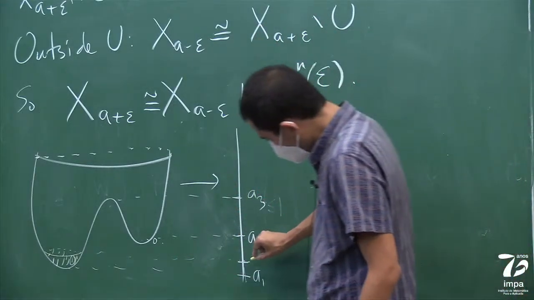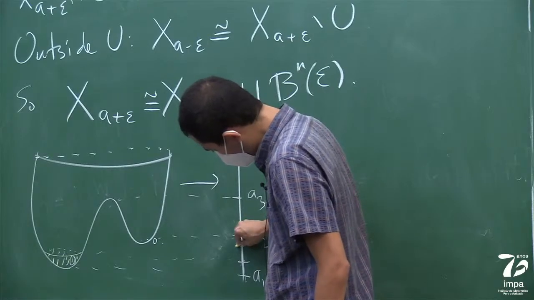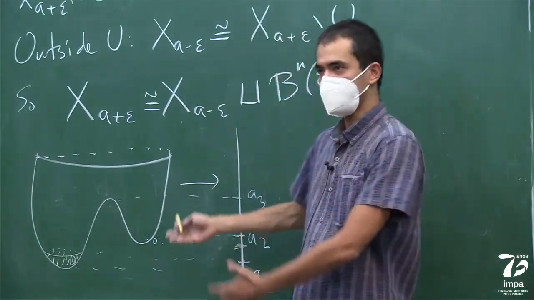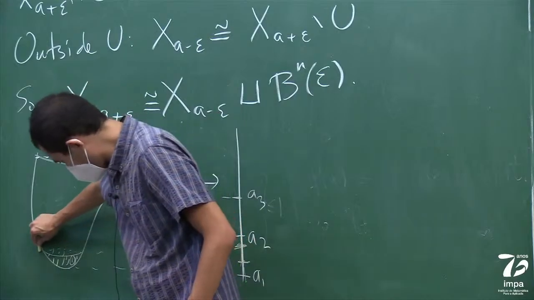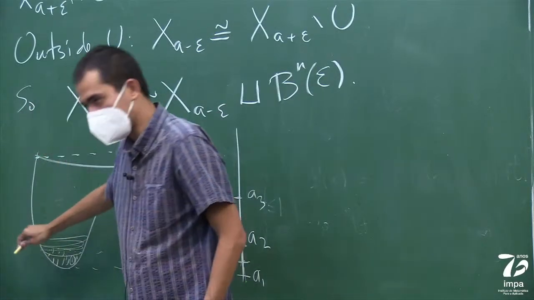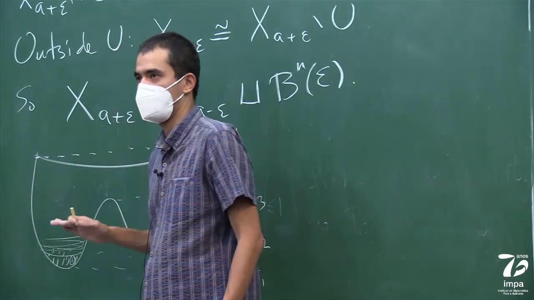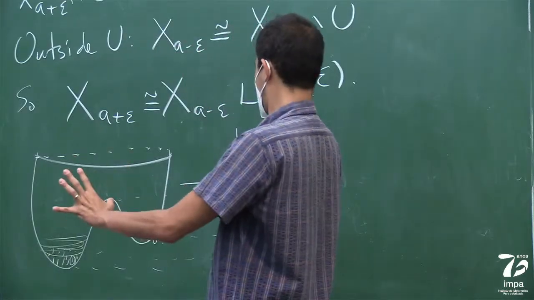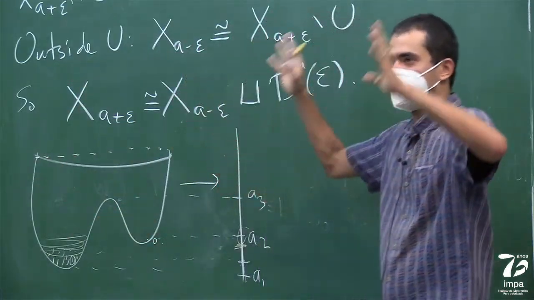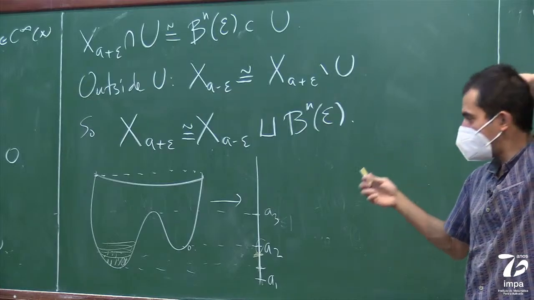And as I vary between A1 and A2, because of the proposition, and you can also see that in the picture, I get diffeomorphisms. So these are all disks. I don't change the topology. Until I cross A2, and then there's a sudden change. And what's the sudden change?